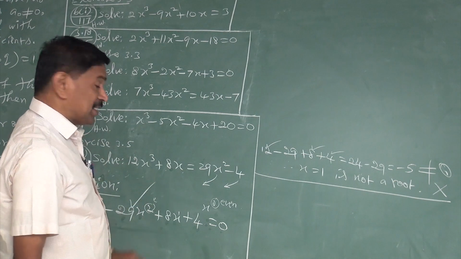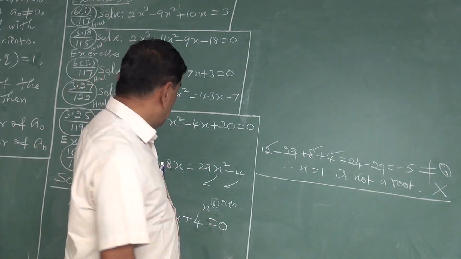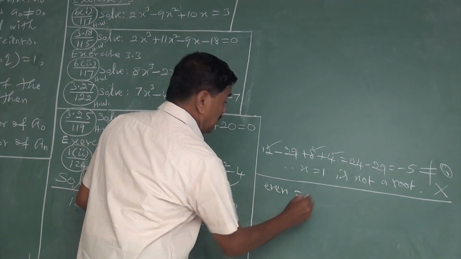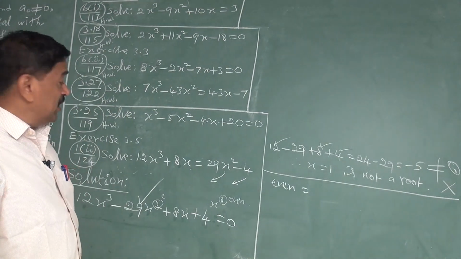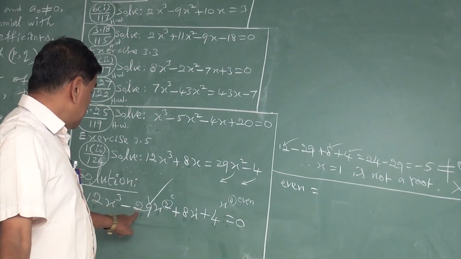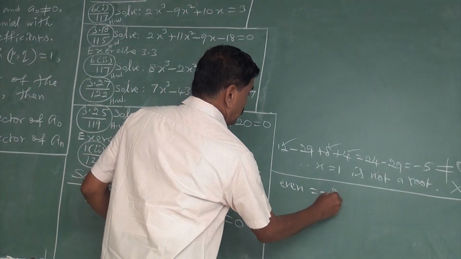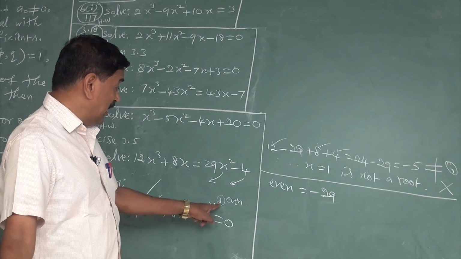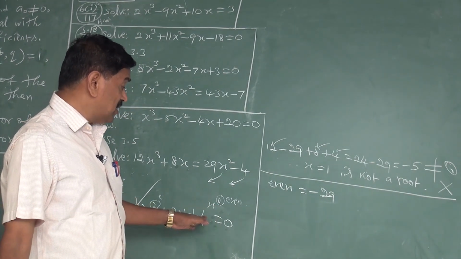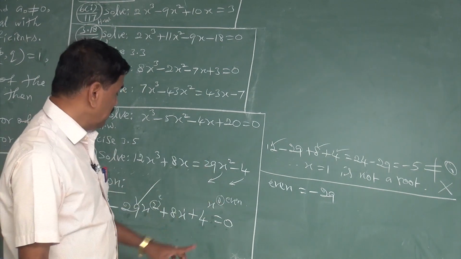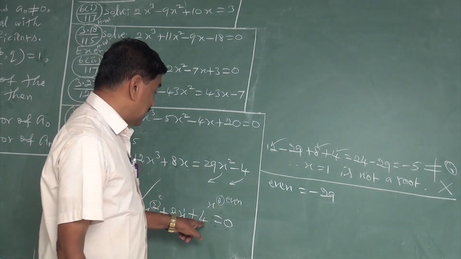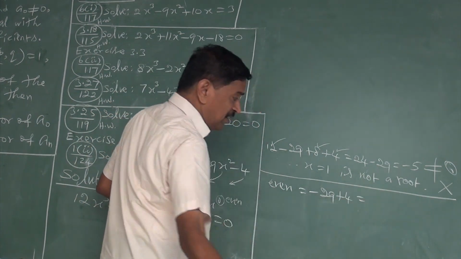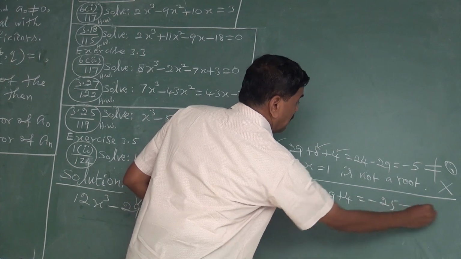Now my aim is the sum of coefficients of even powers. Can you tell me the sum of coefficients of even powers? The x squared coefficient is minus 29. Next even power is x power 0, the constant, which is considered an even power. Its coefficient is plus 4. So the answer is minus 25. Let it be the first equation.